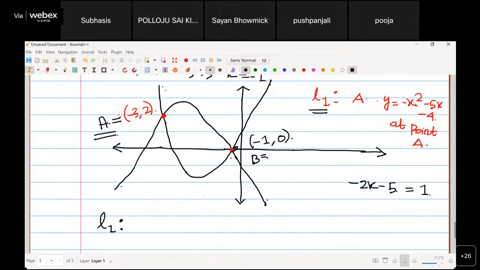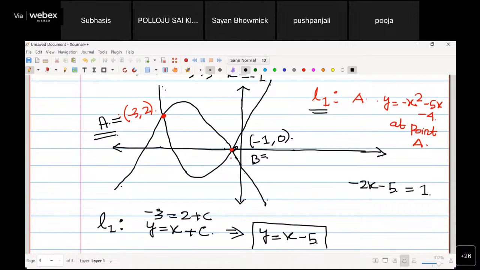So what will be the equation of the line L1? y minus 2 is equal to 1 into x plus 3. Or y equals mx plus c, where m is 1, so y equals x plus c. I just need to substitute point A. If I substitute point A, 2 equals -3 plus c, so c is 5. So the equation of the line L1 is y equals x plus 5, right? Am I correct or not?